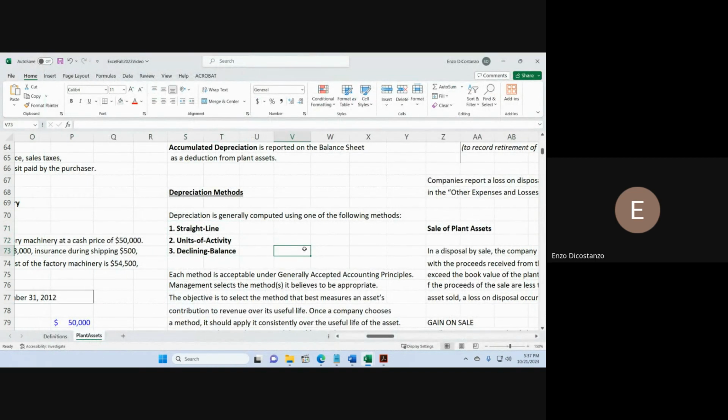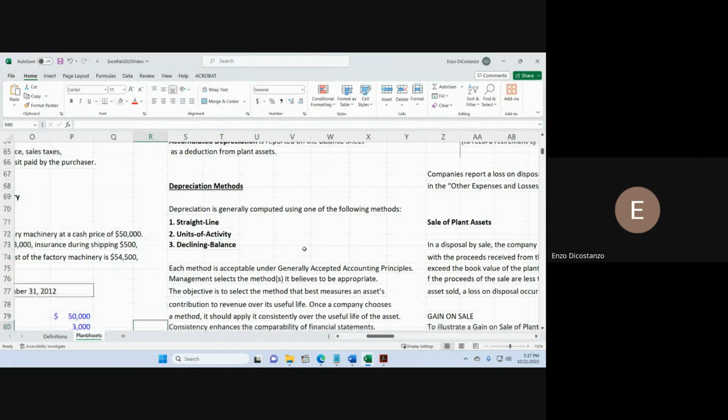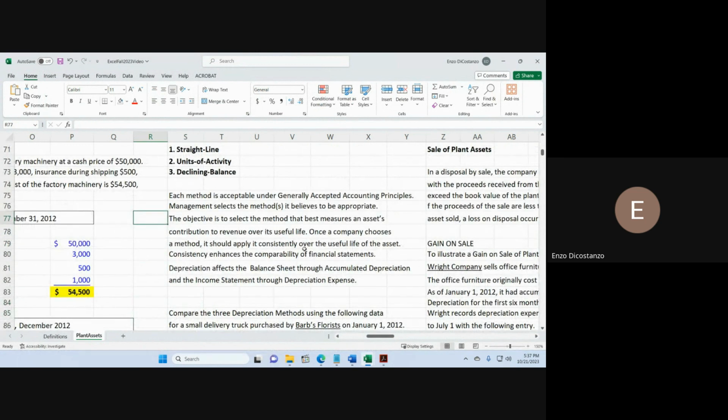Each method is acceptable under generally accepted accounting principles. A company selects the method it believes to be appropriate. The objective is to select the method that best measures the asset's contribution to revenue over its useful life. Once a company chooses a method, it should apply it consistently over the useful life of the asset. Consistency enhances comparability of financial statements.